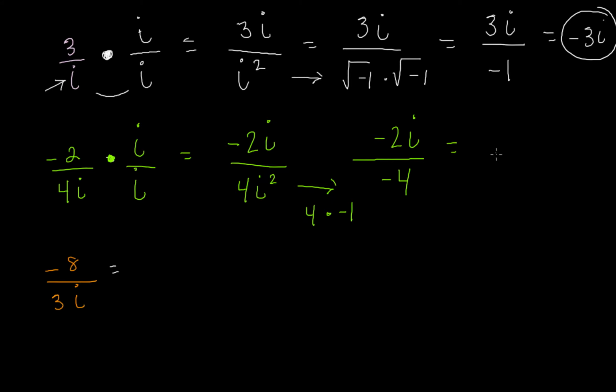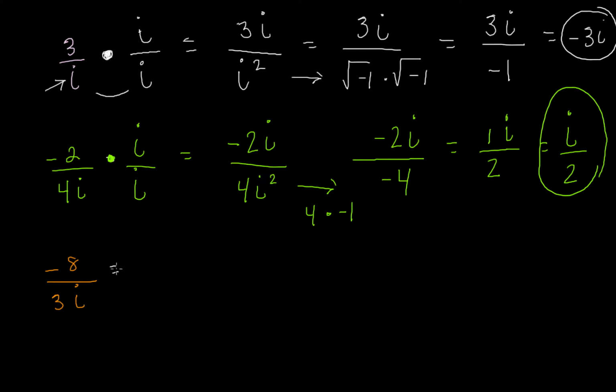So our final answer would be 1/2 times I. So 1I divided by 2, which can be written as just a plain I divided by 2. And there's your final answer.